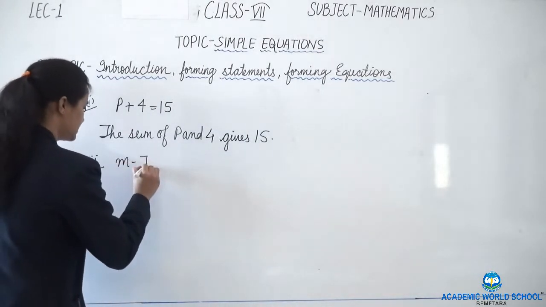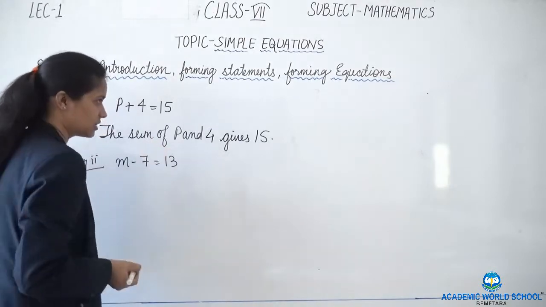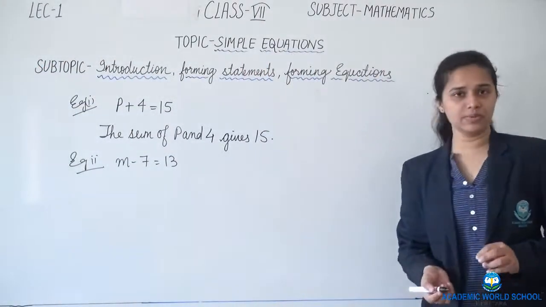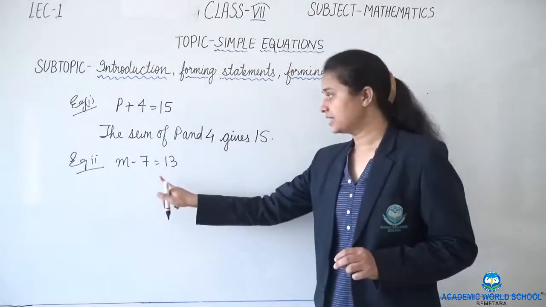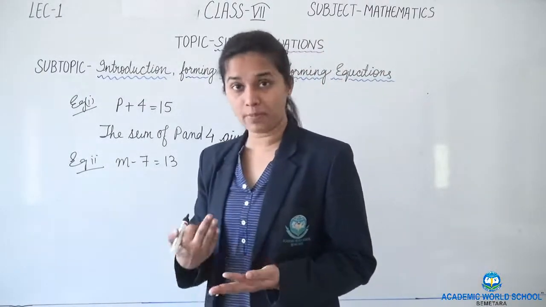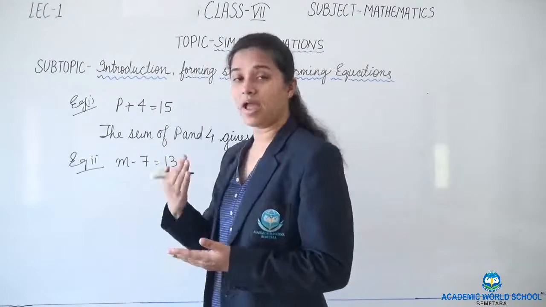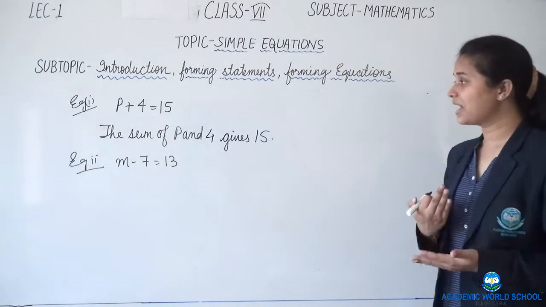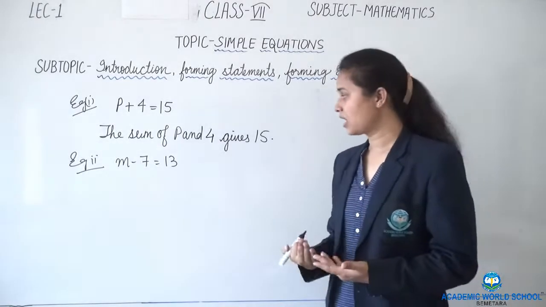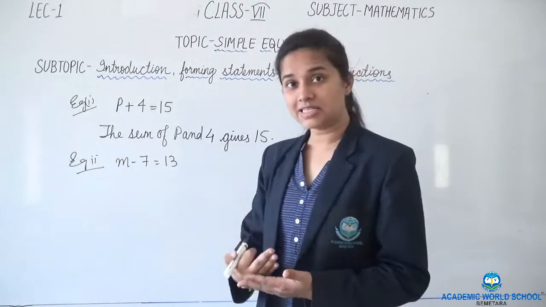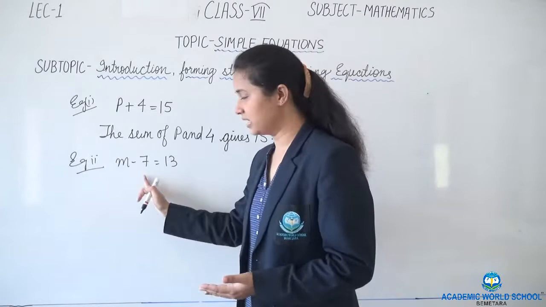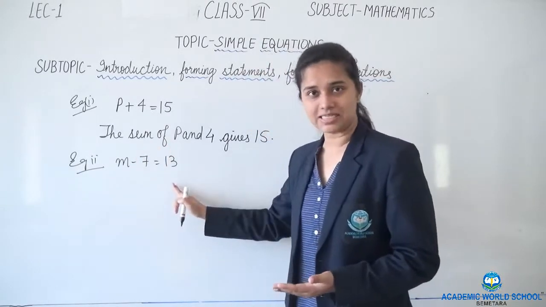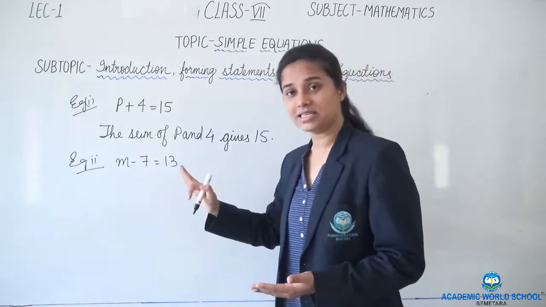M minus 7 equals 30. How will we form the statement? Now here we can see that 7 is subtracted from M, isn't it? 7 is subtracted from M. So how can I write the statement for this? When 7 is subtracted from M, the result is 30.